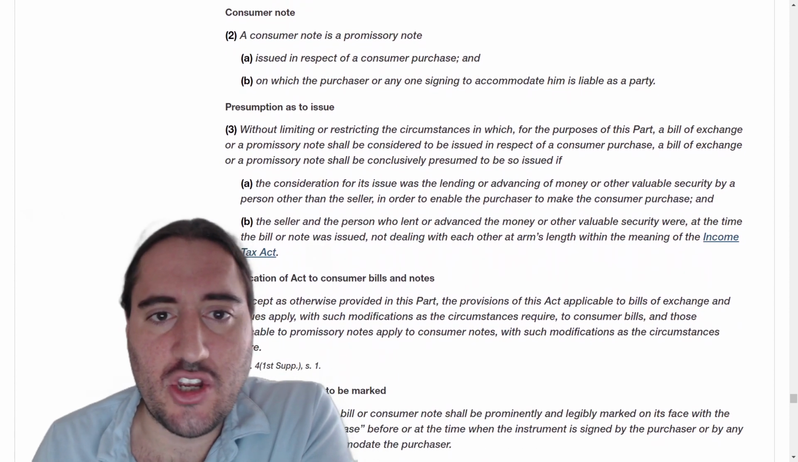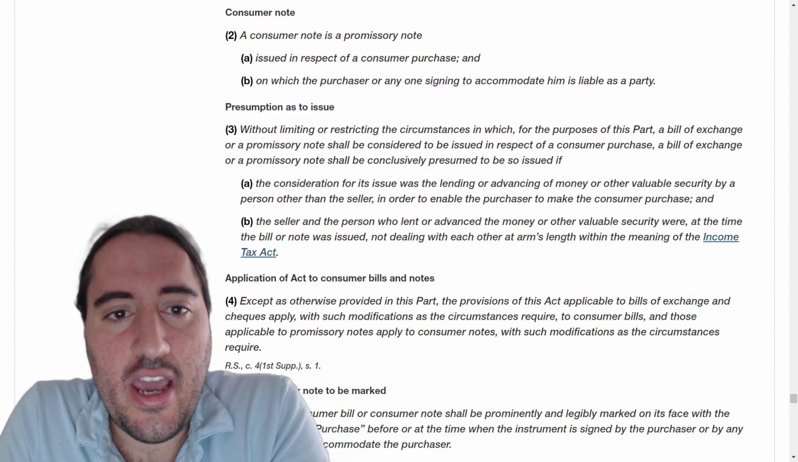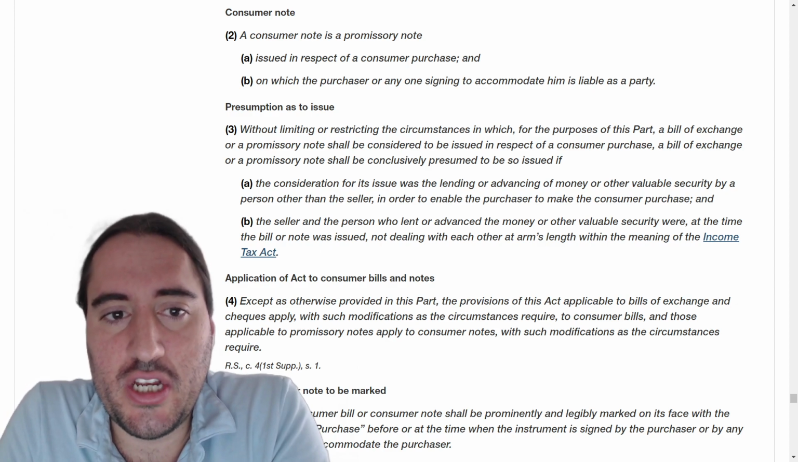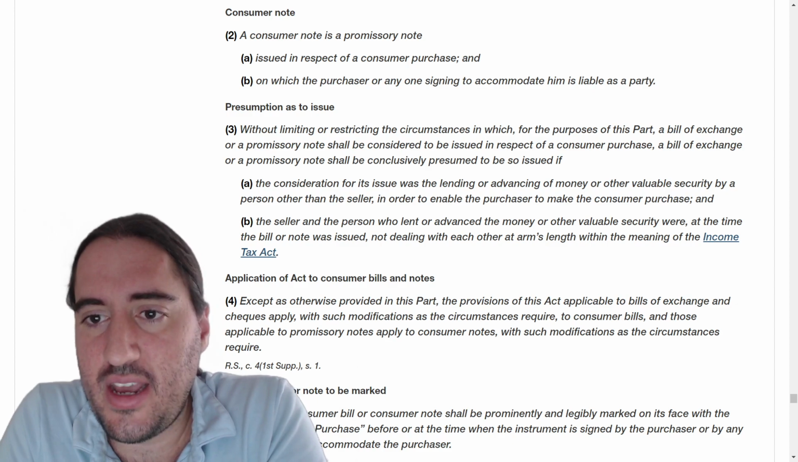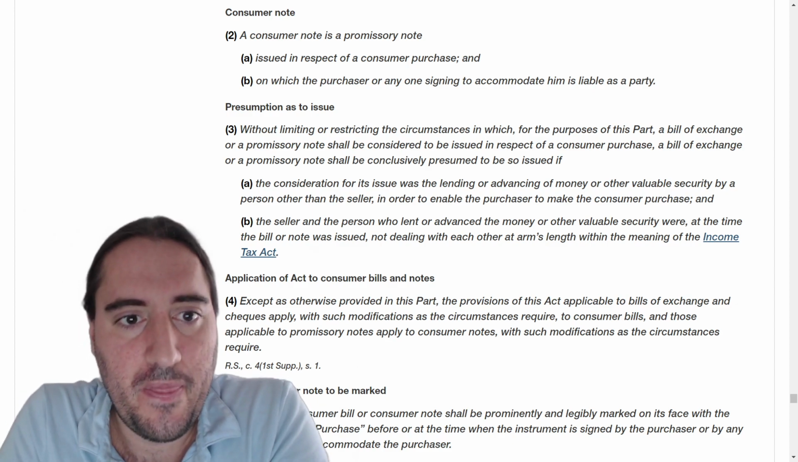Consumer note. A consumer note is a promissory note issued in respect of a consumer purchase, and B, on which the purchaser or anyone signing to accommodate him is liable as a party.